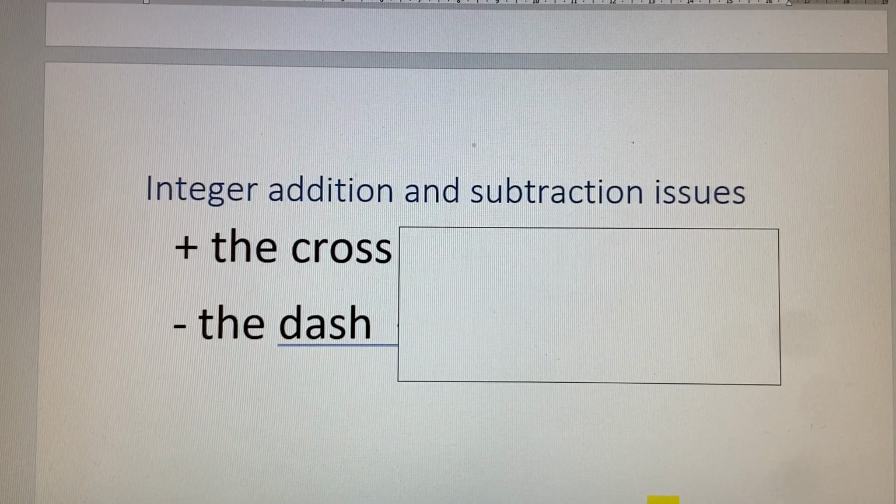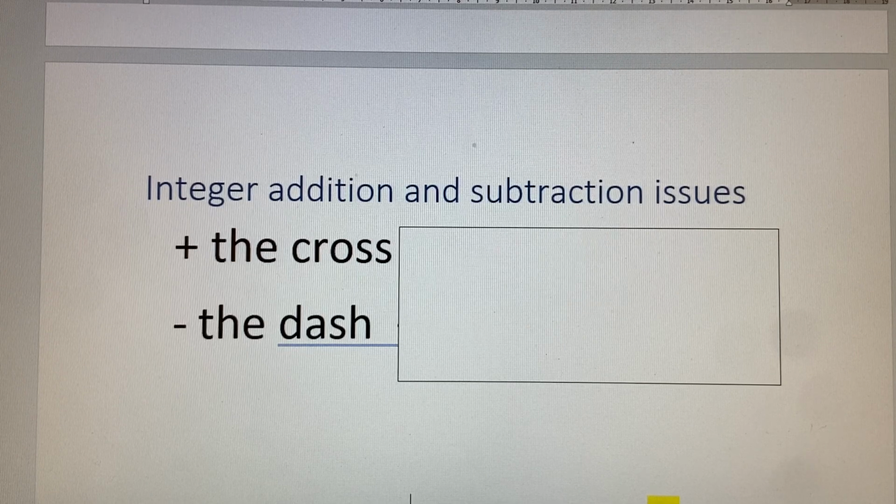Hello fellow math enthusiasts and learners of mathematics. In this video, language meets math and they have an epic duel. Maybe not. But in this video, I'm going to highlight how language and math interact with each other and hopefully take some of the confusion out of integer addition and subtraction issues.